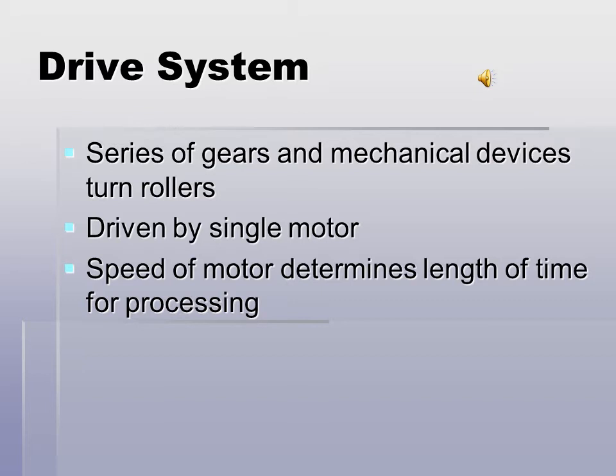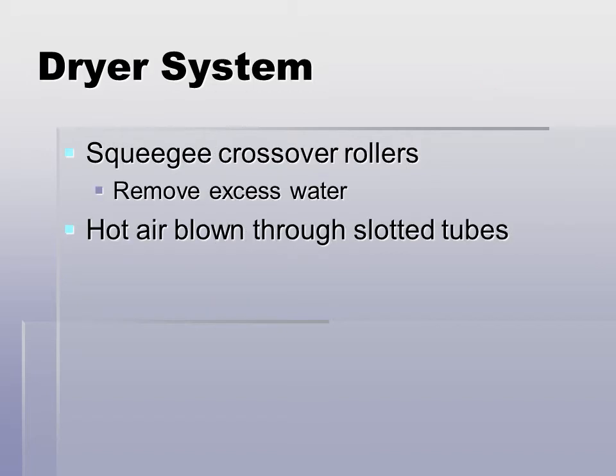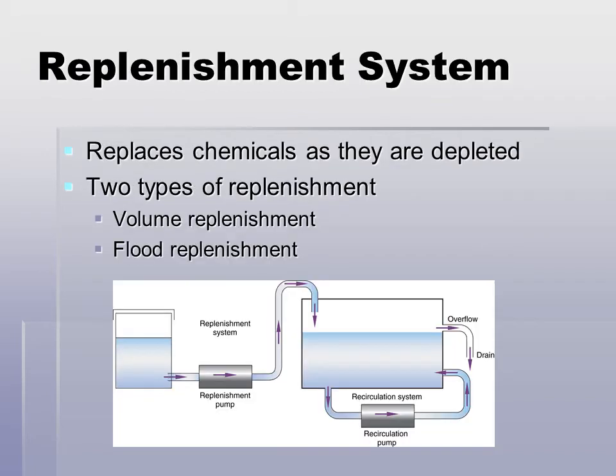The drive system. This is a series of gears and mechanical devices that turn rollers, driven by a single motor. The speed of the motor determines the length of time for processing. A 2% change can affect the image quality. Squeegee crossover rollers remove excessive water. Films can stick together otherwise if all of that is not squeezed out. Hot air is blown through slotted tubes, and it shrinks and seals the film in one single pass.